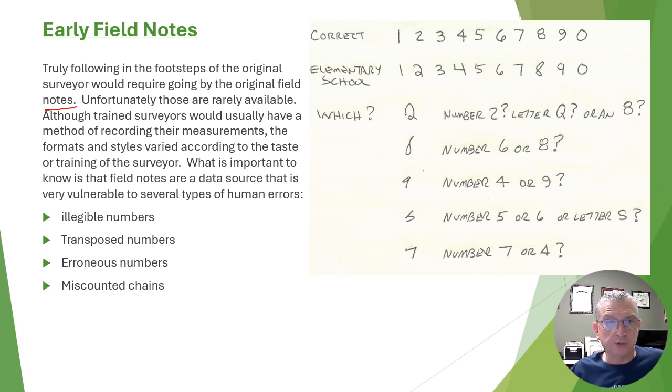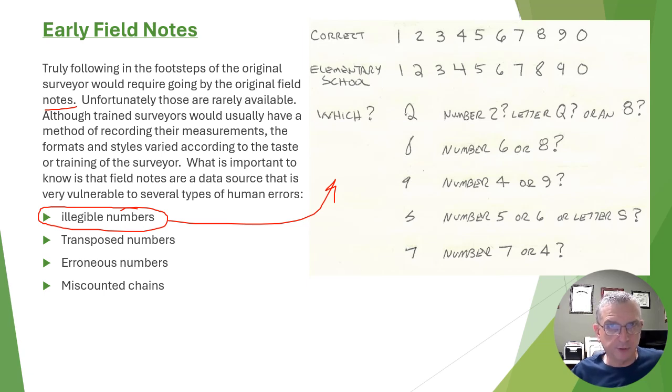So here's what we just really need to know: field notes were a source of error that you may need in interpreting an old survey. And there's more about this in the reading, but one thing is illegible numbers, which I've kind of illustrated over here. We'll come back to that.